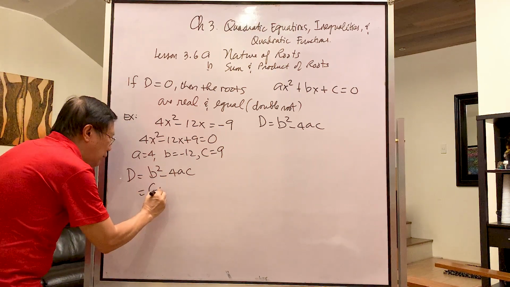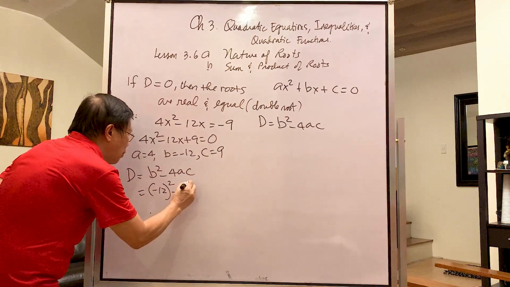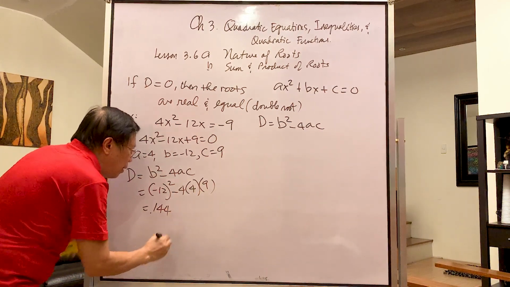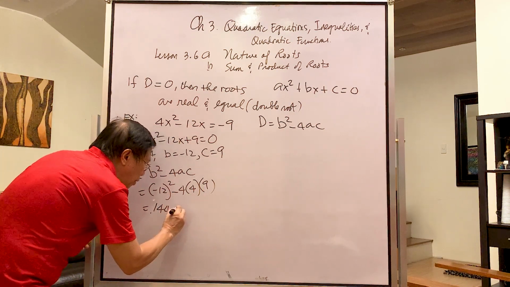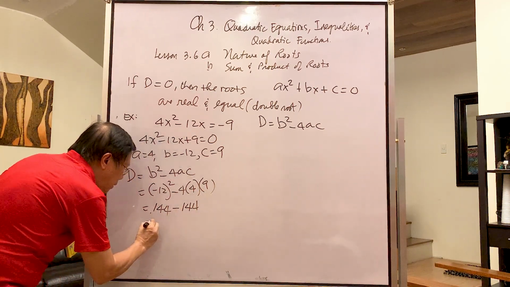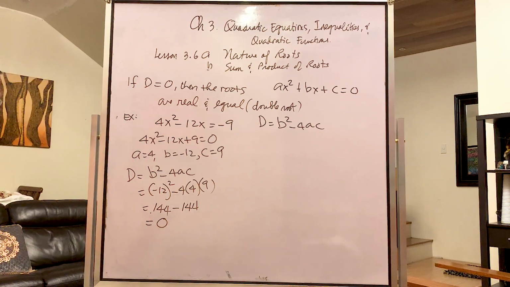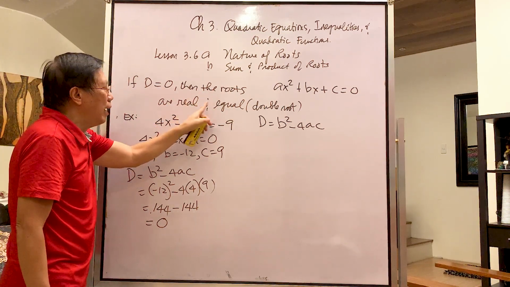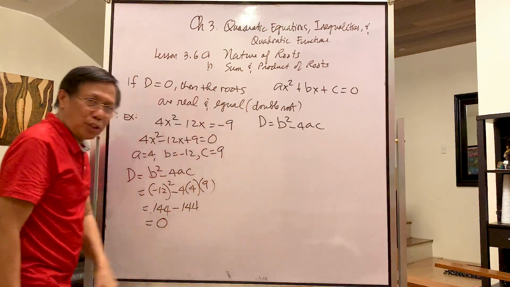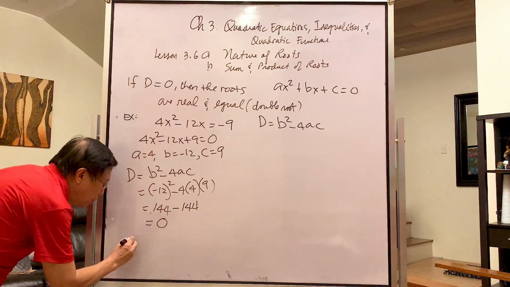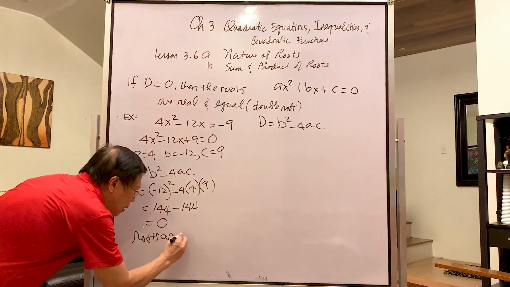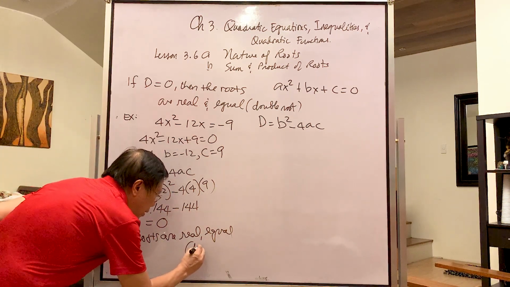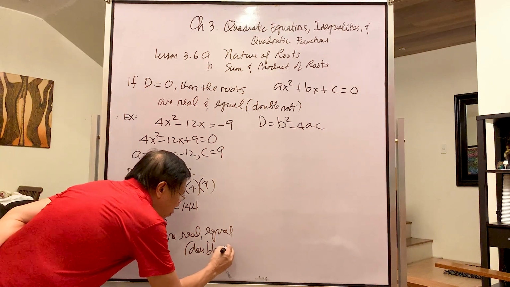Computing for D, I get b squared minus 4ac. Substituting the values, we get negative 12 squared minus 4 times 4 times 9. Negative 12 squared is 144. 4 times 4, 16 times 9 is also 144. This gives us a discriminant of 0. If D equals 0, then we say that the roots are real and equal, and we have a double root. Okay, so our conclusion here is the roots are real, equal, or we have here a double root.